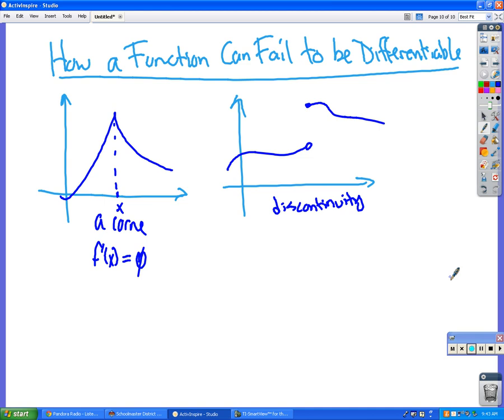And then the other one is kind of a weird one, because in one sense it does exist. That is if you have a graph that has a vertical tangent. If I drew in the tangent line right there, it would be straight up and down. But what's the slope of a vertical line? Undefined. So at this point, the derivative would not exist either, because the slope right there is undefined.